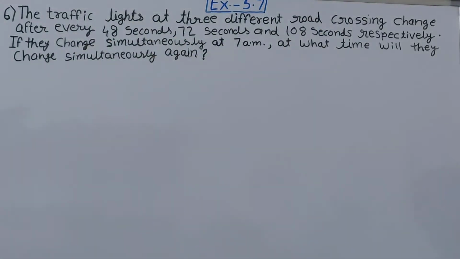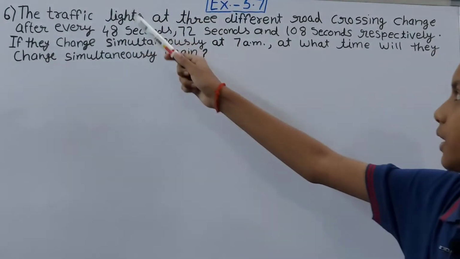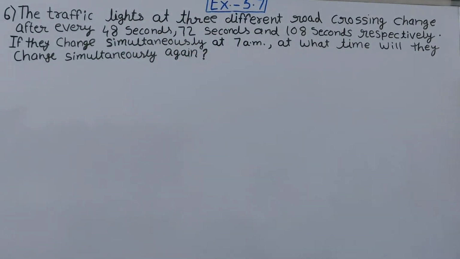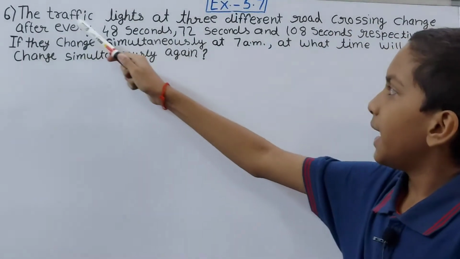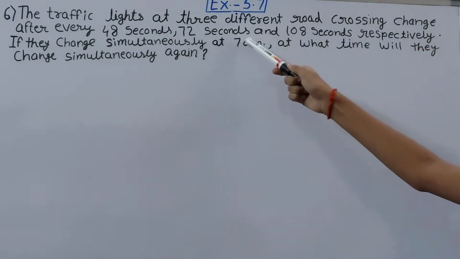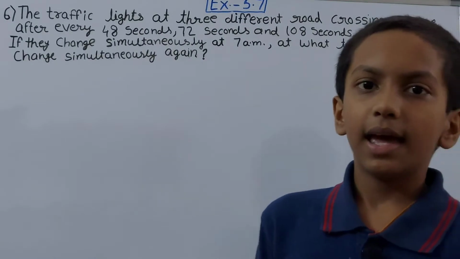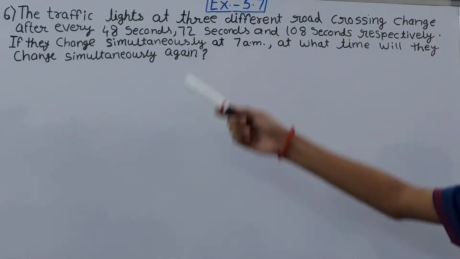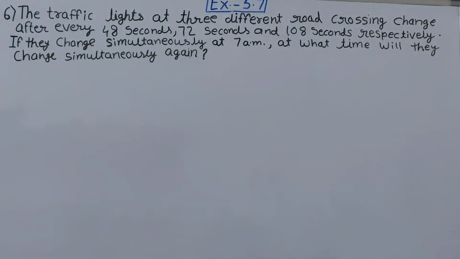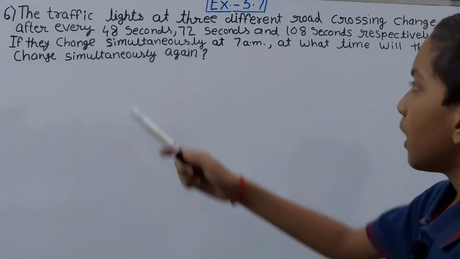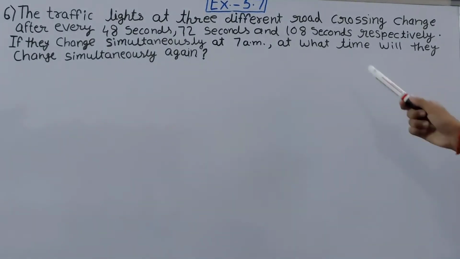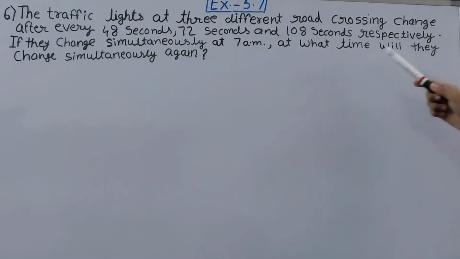So question number 6 is that the traffic lights at 3 different road crossings change after every 48 seconds, 72 seconds and 108 seconds respectively. So it is saying that the traffic lights are there at 3 different crossings and they change after every 48 seconds, 72 seconds and 108 seconds. If they change simultaneously at 7 am, at what time will they change simultaneously again?